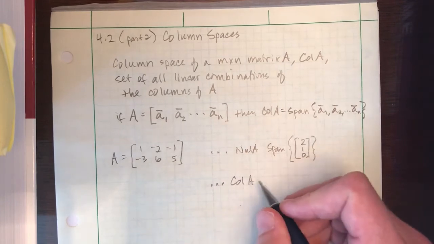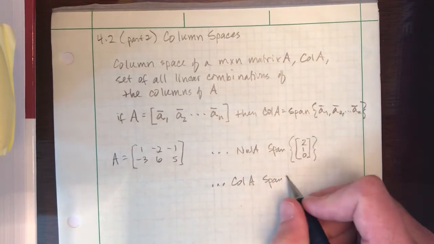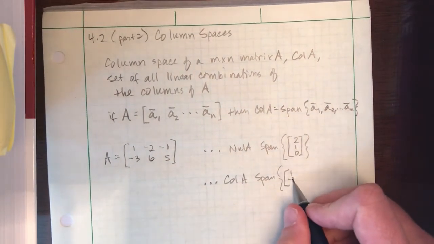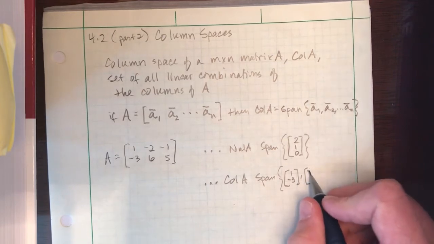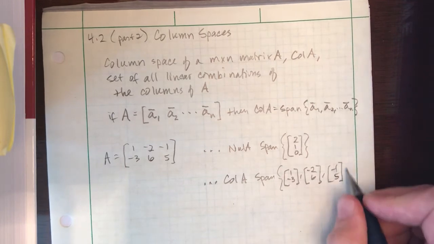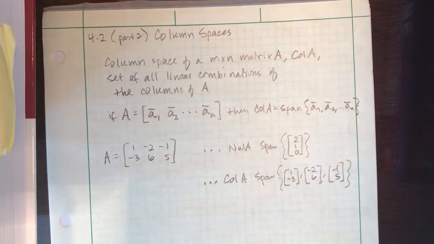All we have to do is say the column space of A is the span of those three columns. So 1, -3, comma, -2, 6, comma, -1, 5. And we're done. It's that friendly. Now, it turns out we're going to learn in future sections that the span of these three vectors is a little overkill. We could probably get rid of one of them for sure, maybe two of them, and we'll learn more about that later. But for now, if you just span all of the column vectors, you've got your column space.